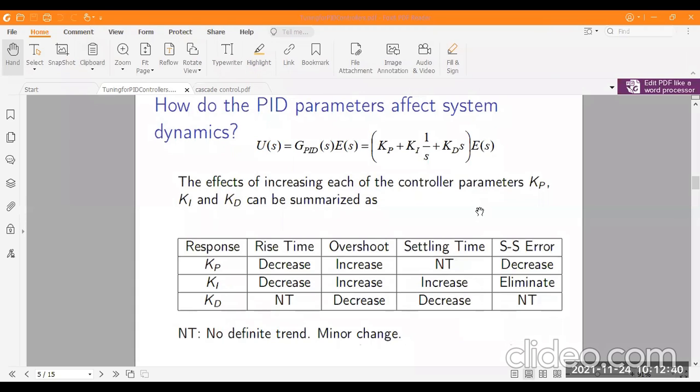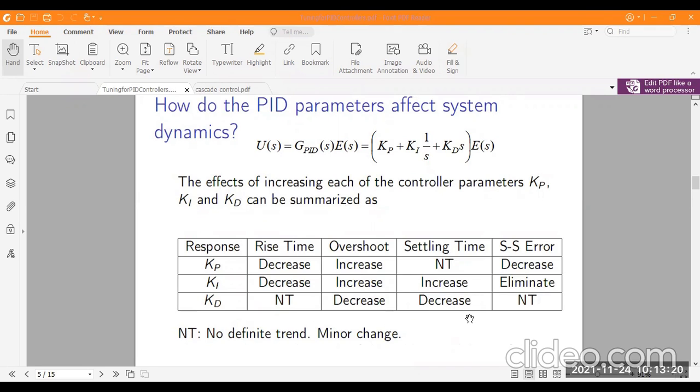Yes, sir. Okay. So this is another question: how do the PID parameters affect the system in dynamic control systems? We have to know that PID is proportional integral derivative control. It has three constant terms: Kp, the proportional control constant, Ki, the integral controller part, and Kd, the derivative controller part.